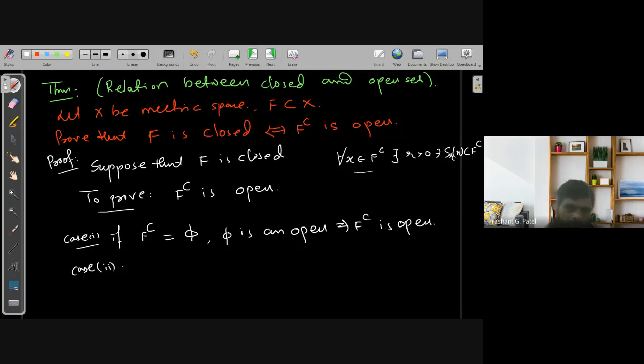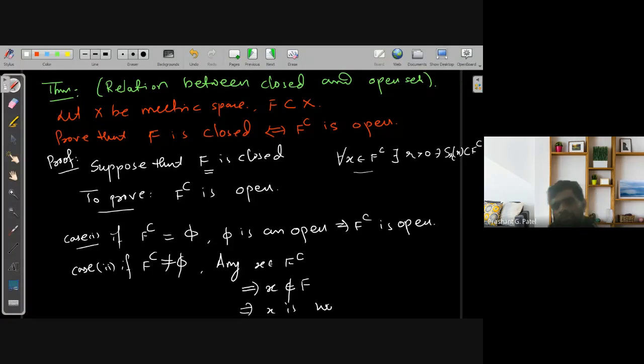Case number two, if F complement is not equal to phi, then for any x belongs to F complement, we have to show this. Since x belongs to F complement, x is not in F. But we have assumed F is a closed set. Since F is closed and x does not belong to F, x is not a limit point of that set, because if F is closed, it will contain all its limit points. So x is not a limit point of F.